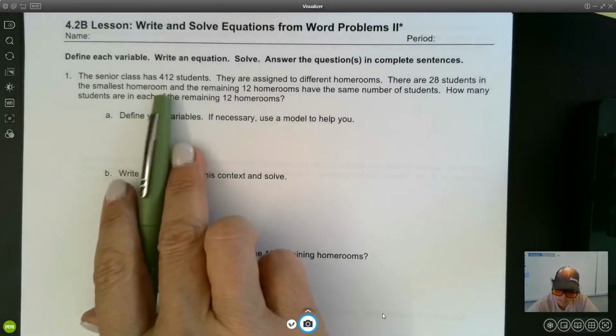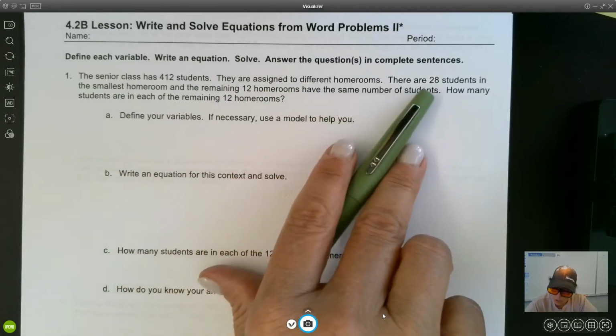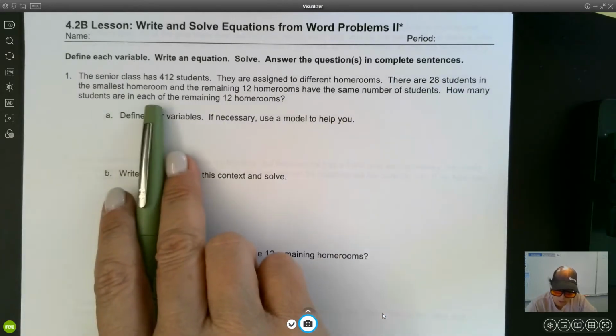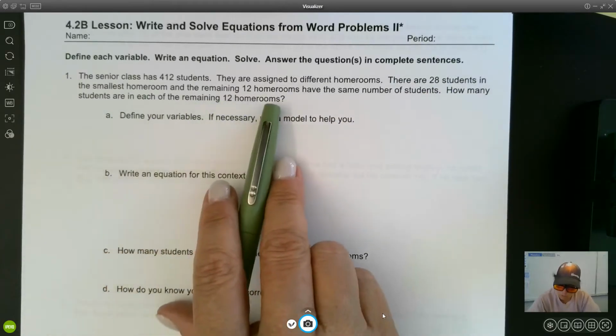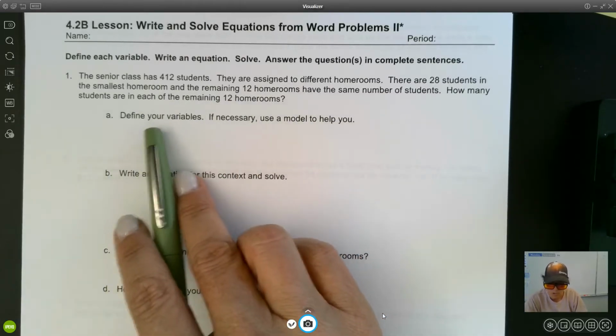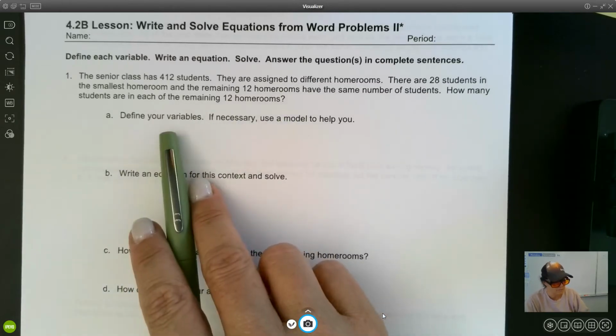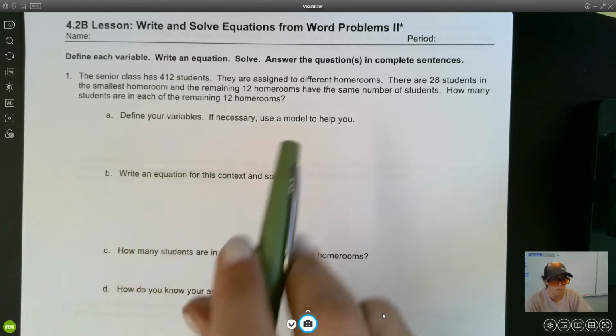The senior class has 412 students. They are assigned to different homerooms. There are 28 students in the smallest homeroom, and the remaining 12 homerooms have the same number of students. How many students are in each of the remaining 12 homerooms? All right, so it says to define your variables. If necessary, use a model to help you.